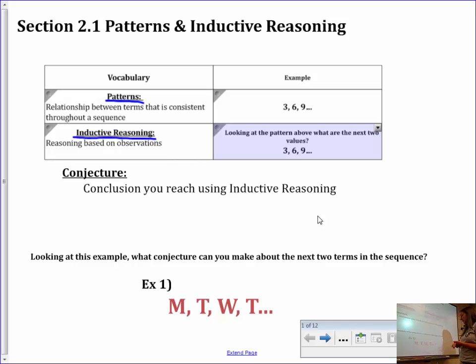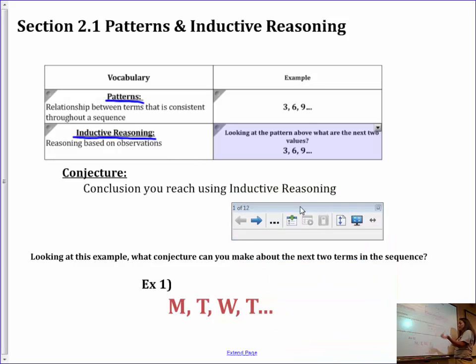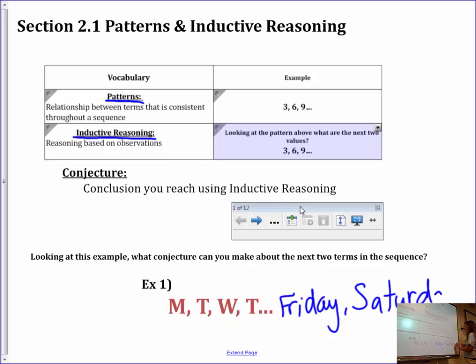So let's go ahead and look at example 1. We have letters now, the letters M, T, W, and T. So we're going to try to figure out a relationship between all these. So it might pop out very easily for you if you look at these letters. For me, I look here and I automatically can tell M, T, W, T stands for Monday, Tuesday, Wednesday, Thursday. So then the next two terms of the sequence would be Friday, Saturday. So the next two letters would be the letters F and S.